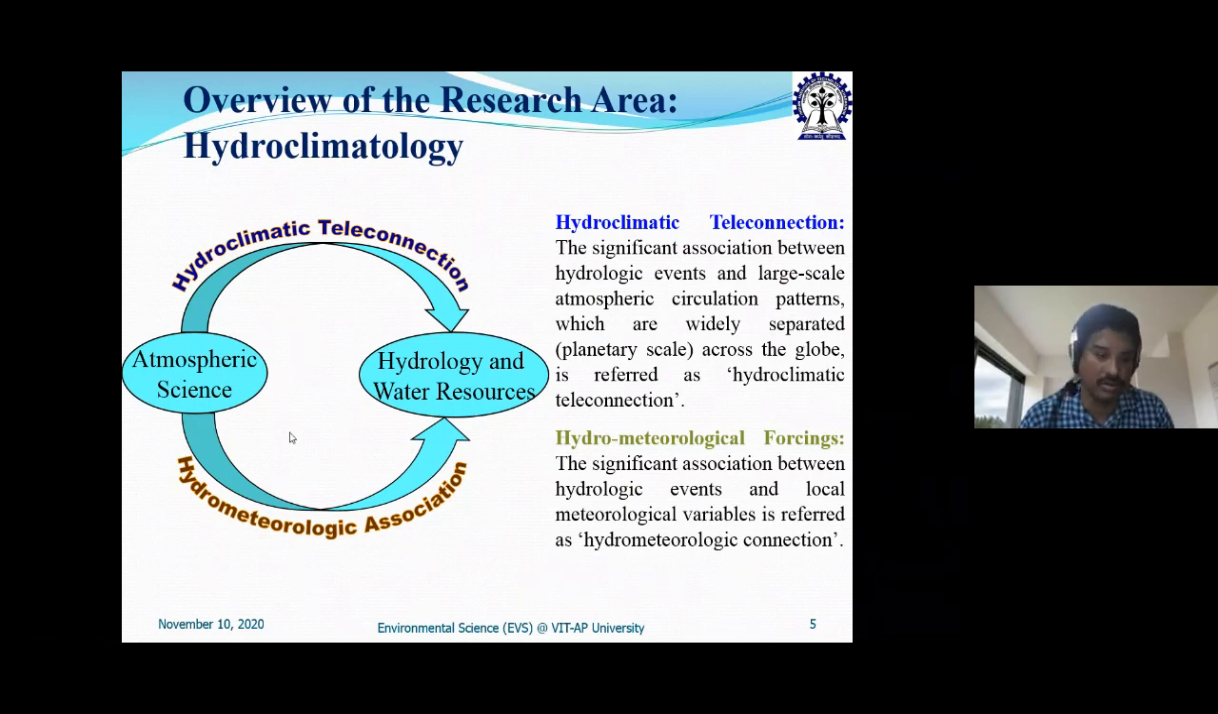So what we understand from this slide is that there are two major science domains, atmospheric science and hydrological science, and they are very closely associated with each other. This association is valid both at a planetary scale and at a local scale. At the planetary scale we call it hydroclimatic teleconnection; I want to underline that the word tele comes in here. The very local one we call hydrometeorological association or connection. These influence different hydrological phenomena, and rainfall is one of them. We have already started seeing some extremes, so both are important for this domain.